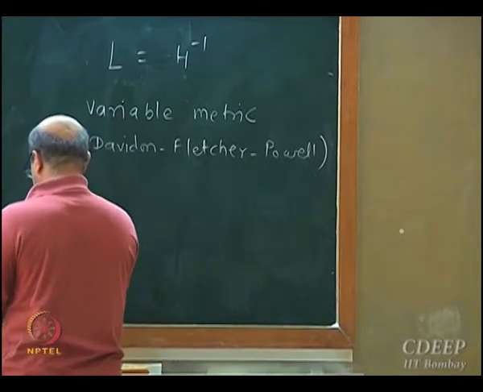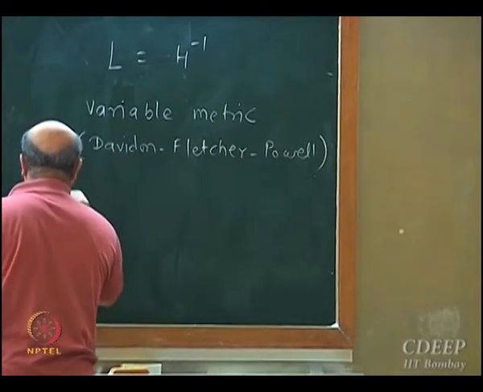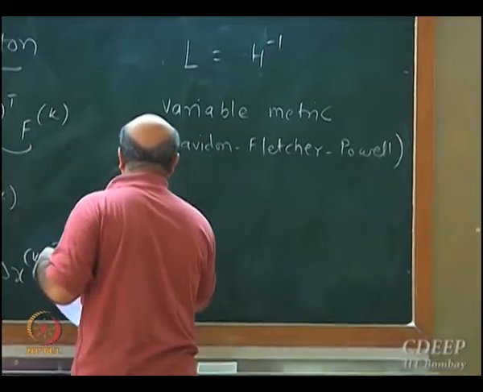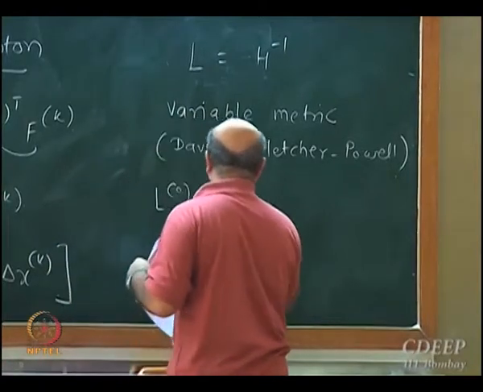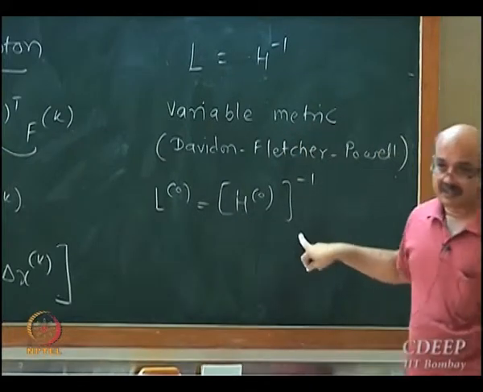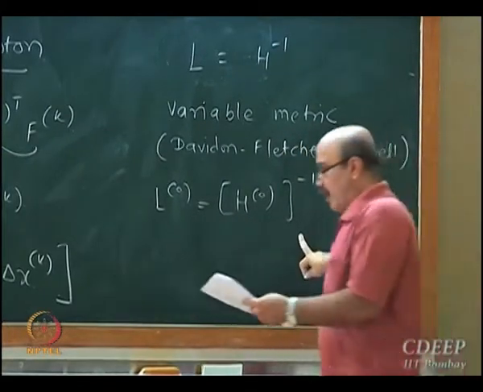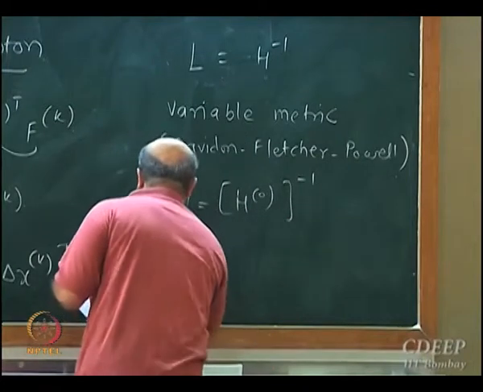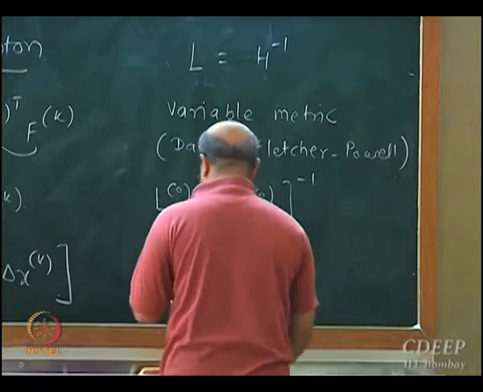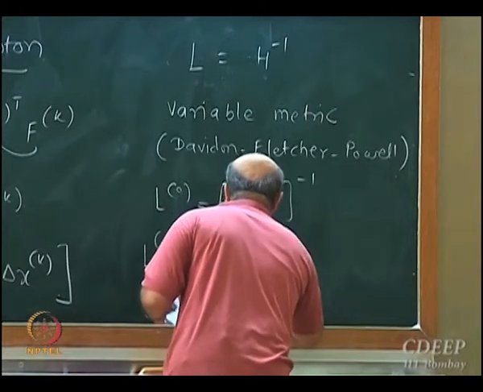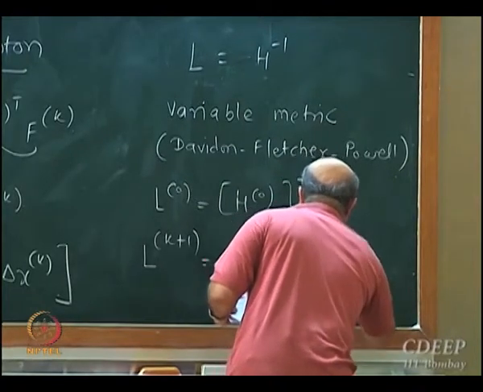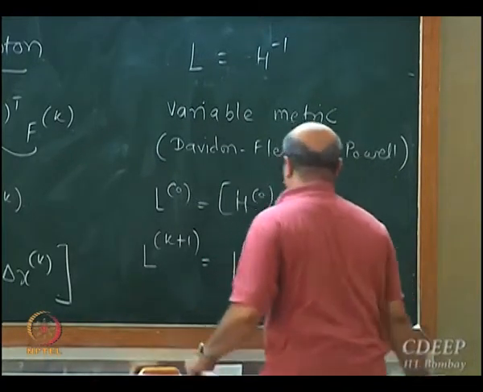So here you have this update. You compute L0 is equal to H0 inverse. You compute this once in the beginning, okay, and after that what we do is we have this Lk plus 1 is equal to Lk plus Mk minus Nk.